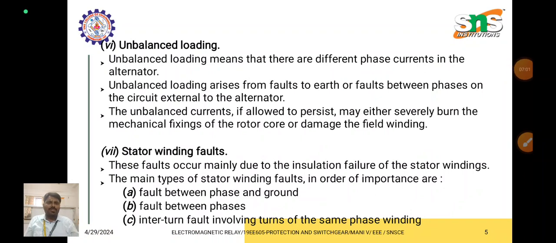And unbalanced load. Unbalanced loading means that there are different phase currents in the alternator. Unbalanced load arises from a fault to earth or a fault between the different phases of the alternator. The next one is stator winding fault. This fault occurs mainly due to insulation failure of the stator winding. It is mainly a fault between phase and ground, a fault between phase and phase, and an interturn fault in the same winding.